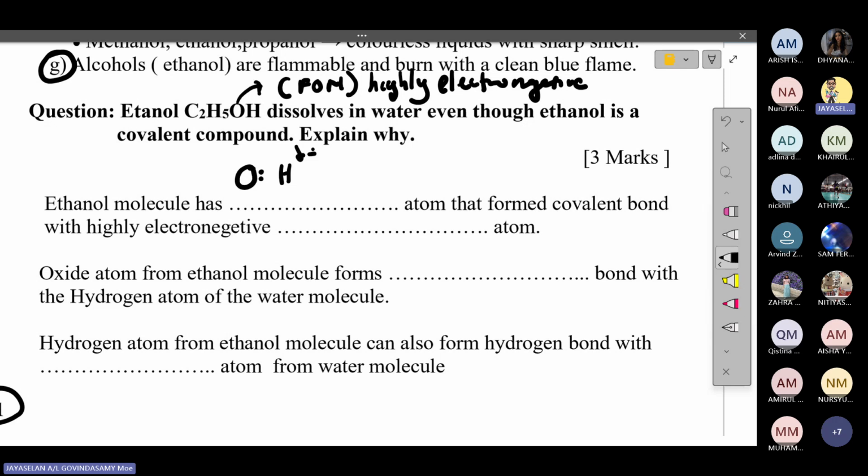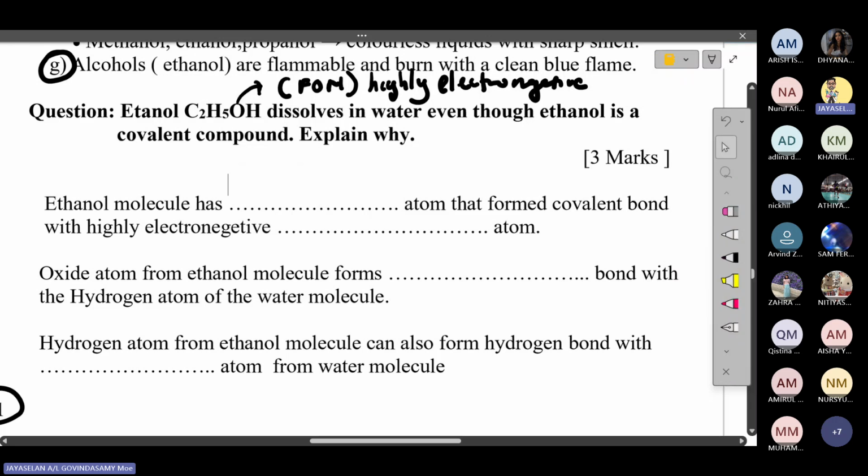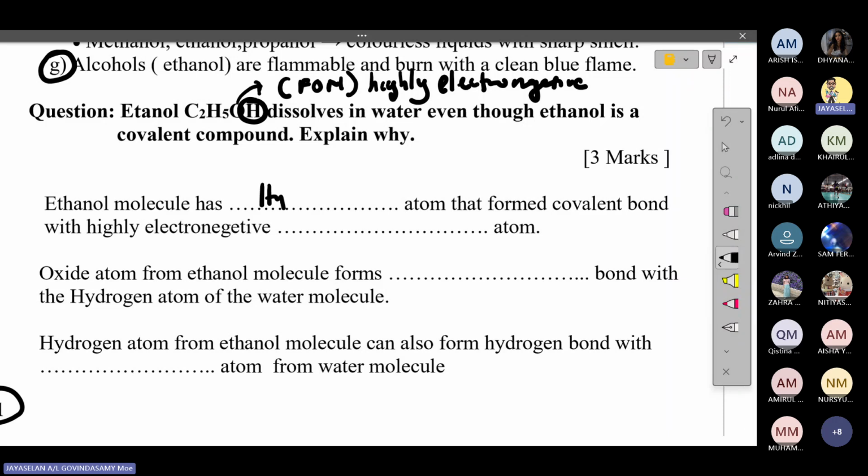So this one becomes partial positive, this one becomes partial negative. Therefore, the ethanol molecule becomes a dipole molecule. Dipole means there are positive and negative charges. How to explain this? Very simple. In the ethanol molecule, first you put this hydrogen atom that forms a covalent bond with the highly electronegative oxygen atom.